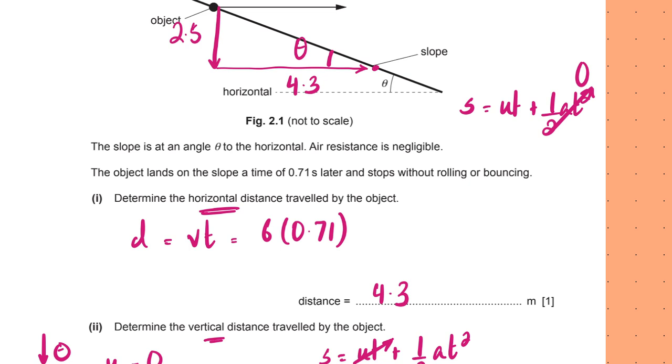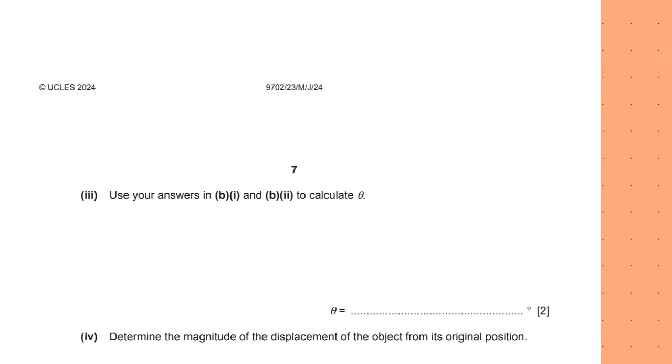So I can use a suitable trigonometric ratio. So this is opposite, this is adjacent. Let's go ahead with tan. So tan theta is opposite over adjacent. So tan theta is 2.5 over 4.3. So you just use inverse tan to find theta, which turns out to be 30 degrees to 2SF.